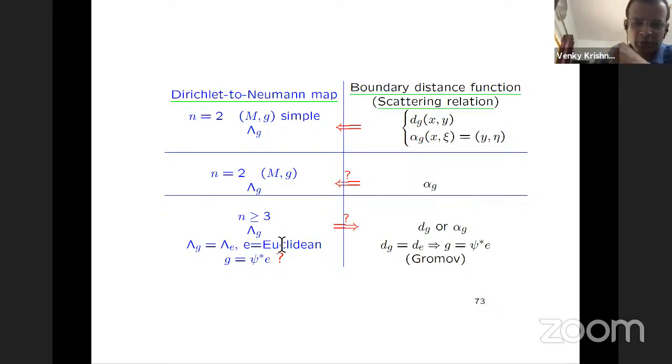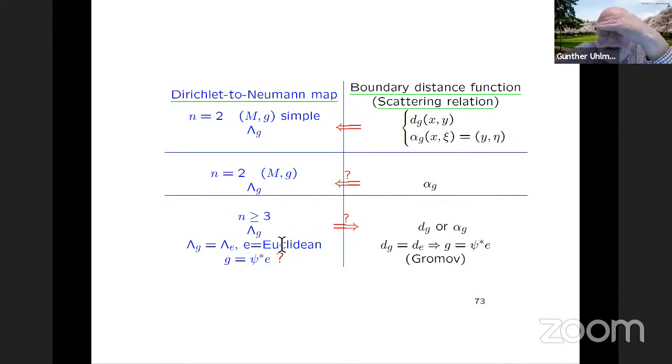So I have a few questions, Gunther. What about the other way? As far as I understand, in the 2D case, if the boundary distances are the same, then the Dirichlet-Neumann maps are the same. But is that also valid in higher dimensions? Only in the simple case. Yes, I'm only considering the simple case. So what about in higher dimensions? Is that true? We don't know that.